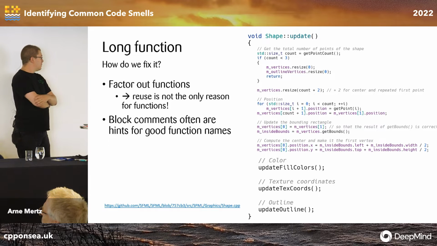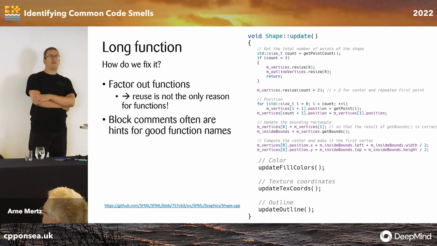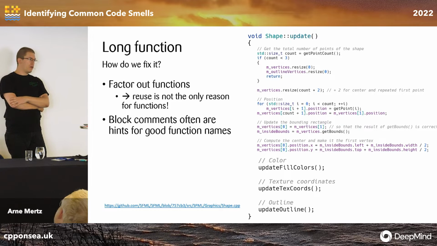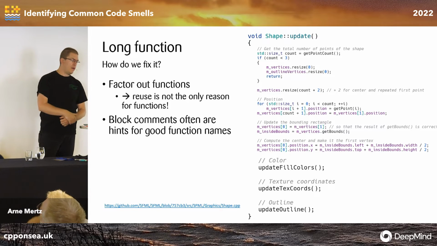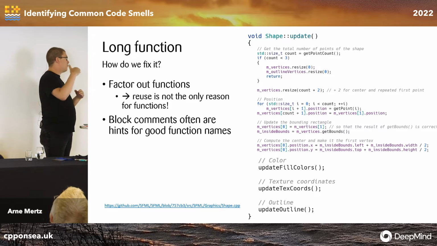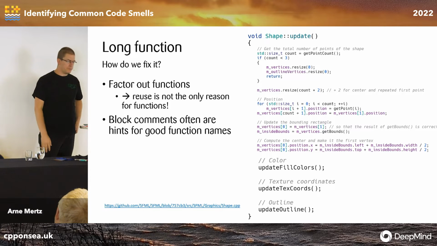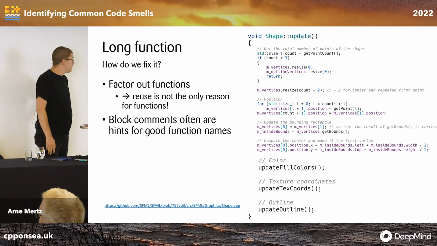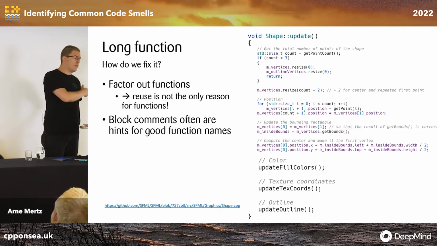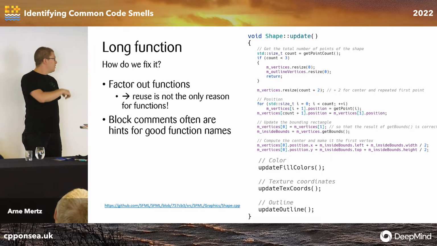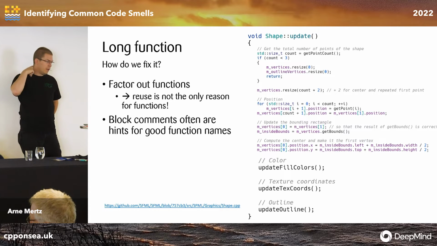So how do we fix the long function code smell? Usually it's relatively simple. We factor out functions of lower details and leave a function that has only higher function controls. So this is the shape update function. This is actual production code in SFML again. The shape is the base class of the rectangle shape and the circle shape we have seen for the game.